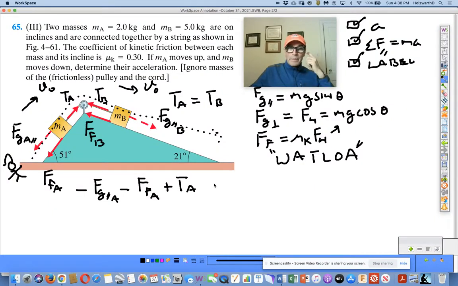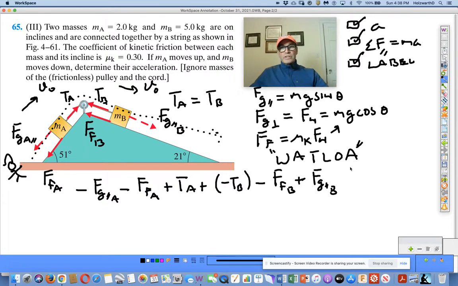Okay, we're going up the plane, over the pulley, down the other side. The next vector is minus t b, pointing opposite the direction we're inspecting. We have another force of friction between mass b and the surface. And then we have positive f sub g parallel sub b. And the sum of all those forces along the line of action is equal to the mass of the system, because they're attached by a cord. So they pull on each other. They resist each other's change in state of motion. M sub a plus m sub b times the acceleration of the system.